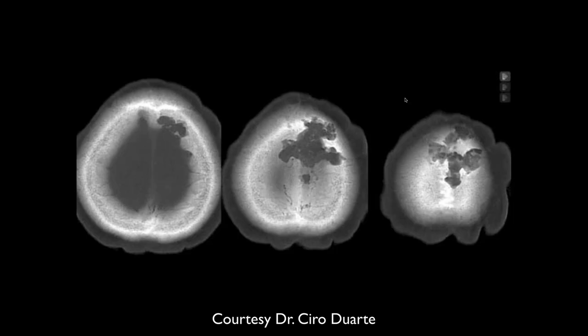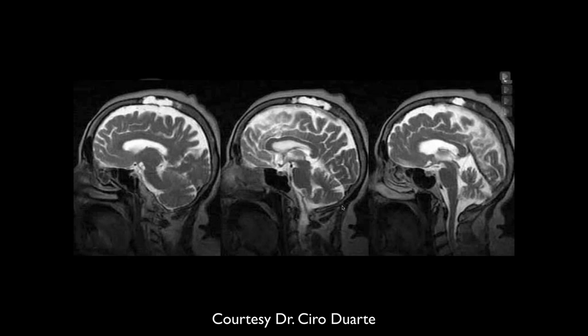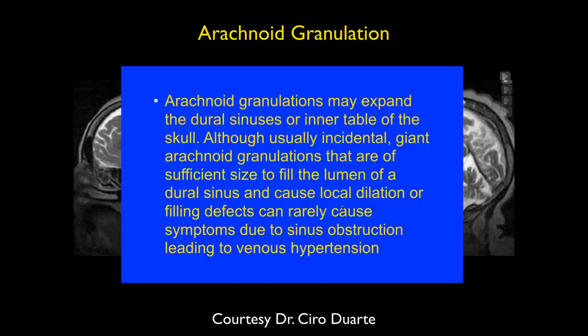Now, if this was smaller, what would you call it? Let's say this is all you saw. That'd be kind of nonspecific. No, we see those a fair amount. We typically call them arachnoid granulations. If they're really large like this one, they can be symptomatic, but most of them just aren't.